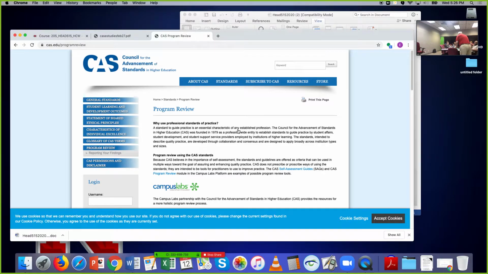I'm looking for the pages. On page 228 of the book, there's a listing of the regional accreditation organizations. Depending on the state that you're going to work in, they're going to be in a different regional accreditation association.